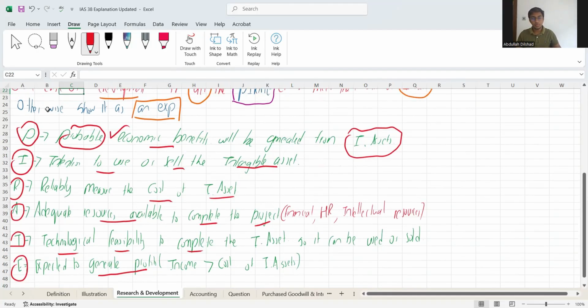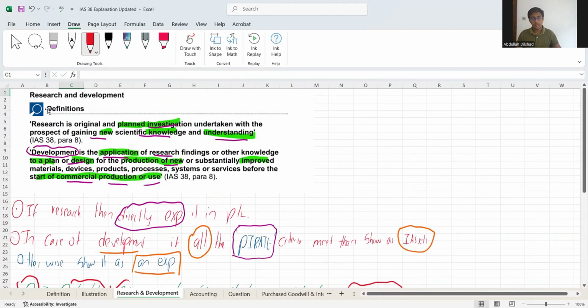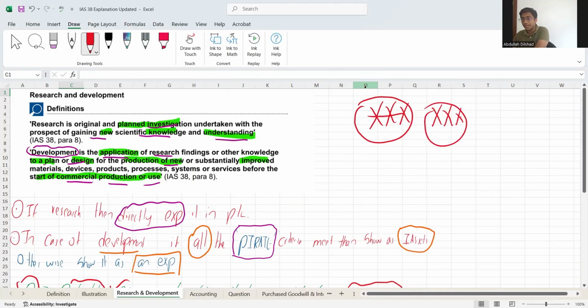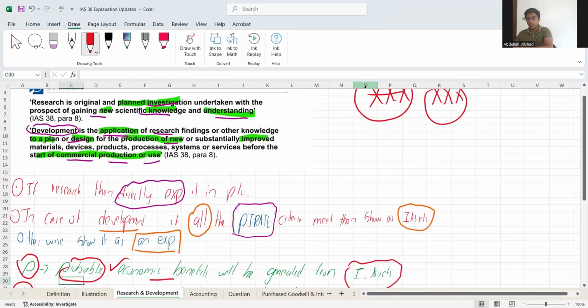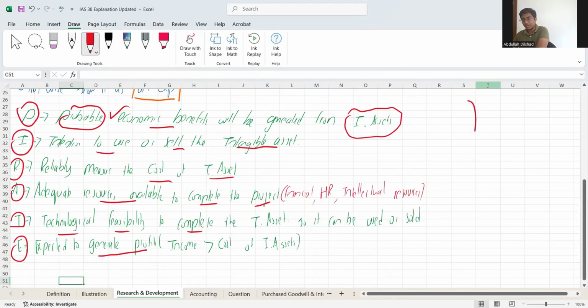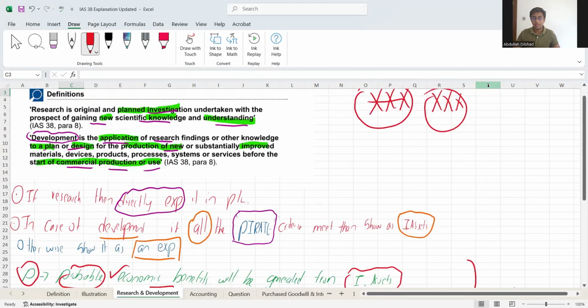Now let me put this in star. This area is a highly tested area in terms of MCQ or in terms of your company adjustment, right? This is always being tested. So be very well prepared in terms of IAS 38. Okay. So where will they test? This is one of the parts in terms of theory that they can test. Okay. And in terms of accounting, this is the other part that they could test.